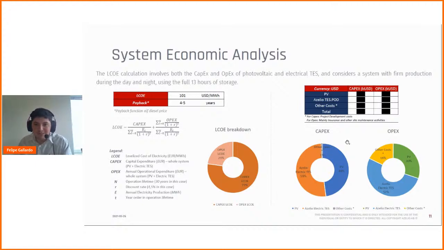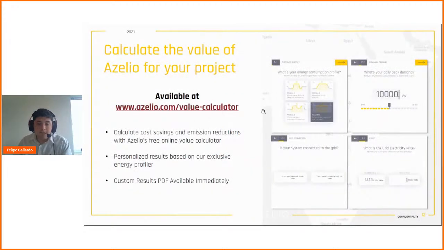I cannot disclose the particular costs of this project without an NDA, but we would be very happy if you contact us to discuss projects in detail and to do this kind of analysis for you. Of course, the OPEX is very, very low. These systems are mainly CapEx intensive, and the OPEX contribution of these systems is very low. And yeah, I would like to present also today, and with this I finish, the value calculator of Asilio.